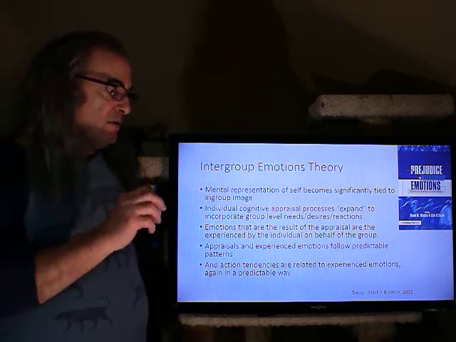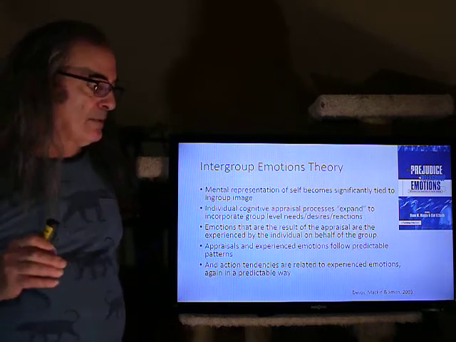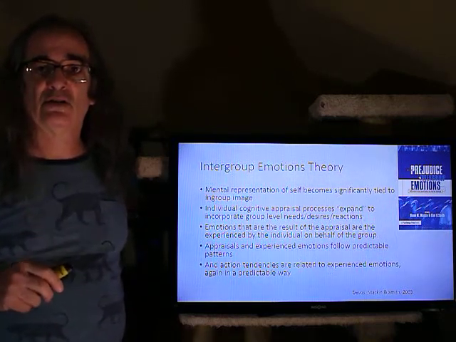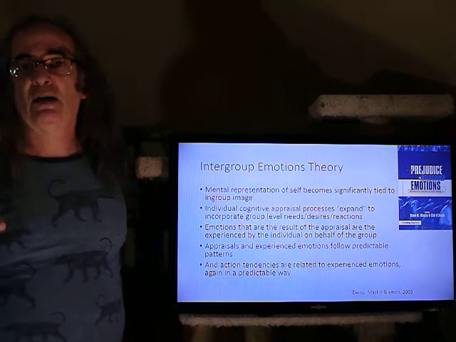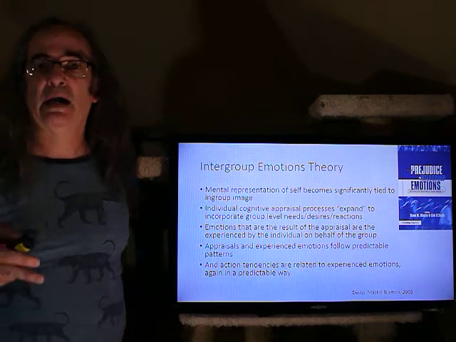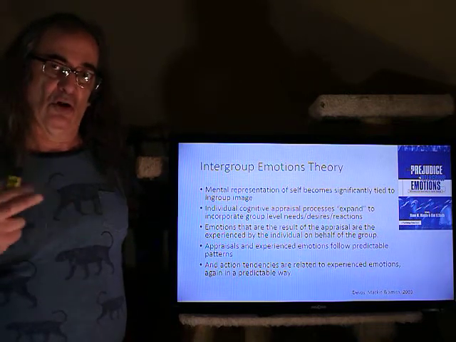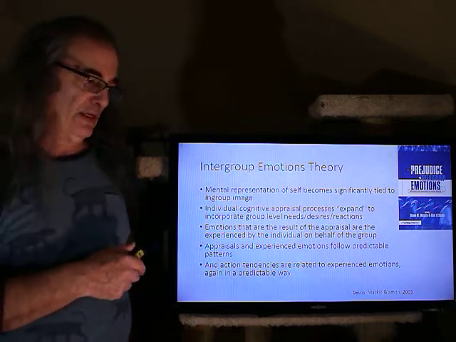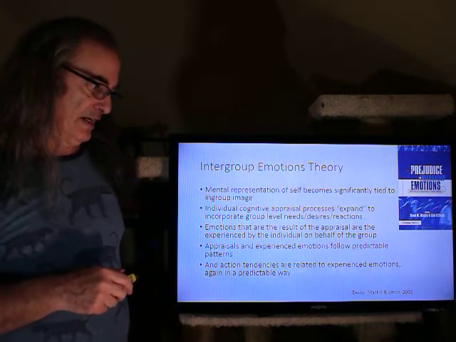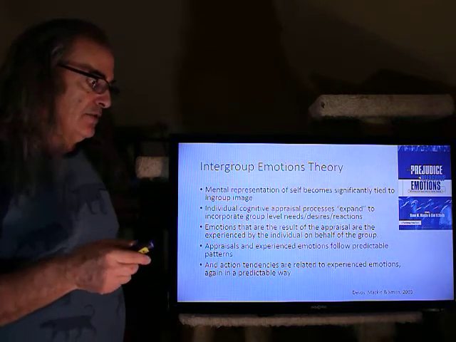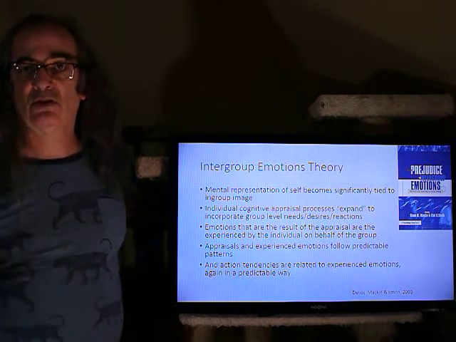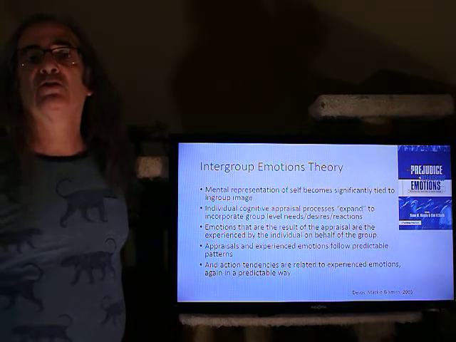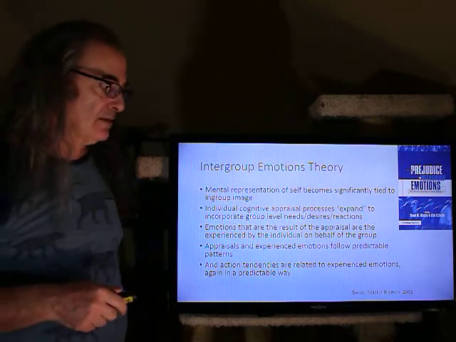So the individual cognitive appraisal process expands to incorporate group-level needs, desires, and reactions. That is, because I become a member of a group, then many of the desires, wants of the group become mine as well. And this is all becoming tighter and tighter with the group, as we've discussed in previous lectures. Emotions that are a result of the appraisal are experienced by the individual on behalf of the group. So this is another way that emotions are transmitted within group settings.